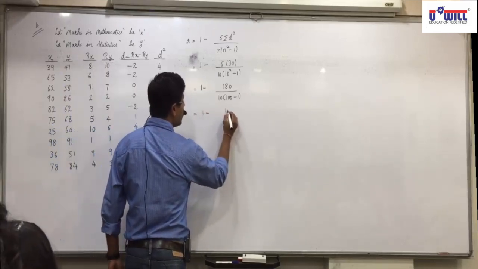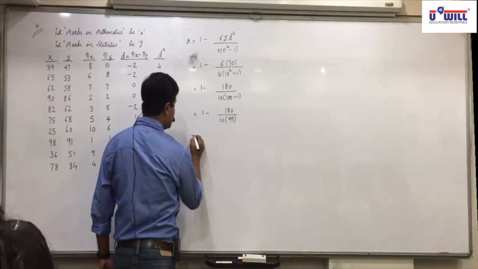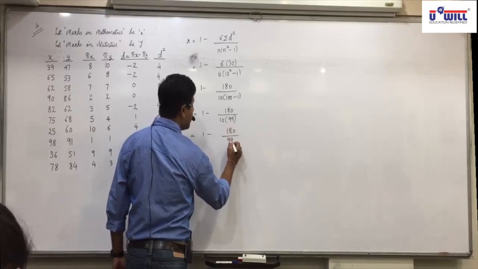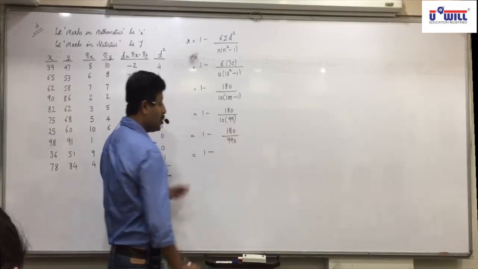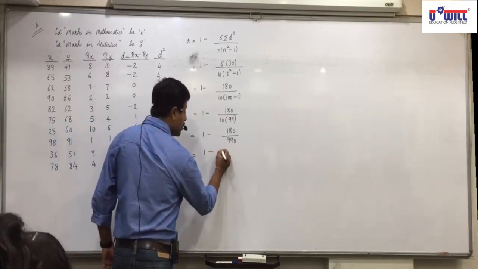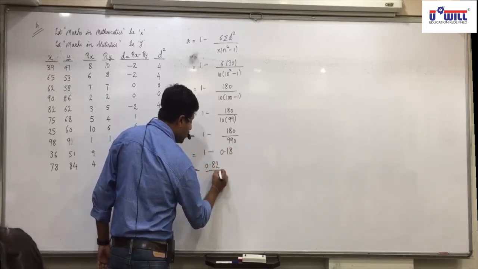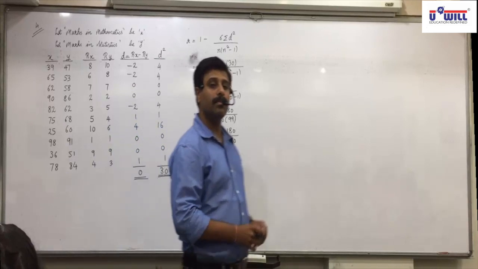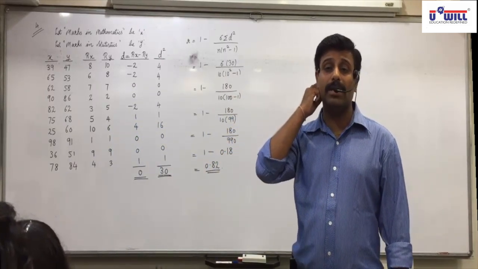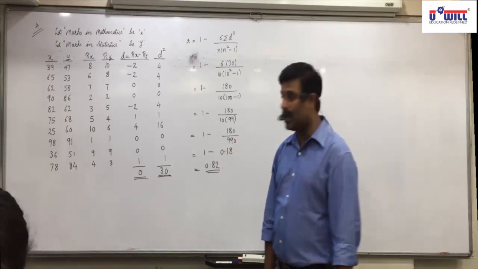So 1 minus 180 upon what is 100 minus 1? 99. So 1 minus 180 upon what is 10 into 99? 990. Now do this first. 180 divided by 990. 0.18. So 1 minus 0.18, 0.82. What will you conclude? 0.82. High degree of positive. It's quite obvious. If you're good in maths, then you're good in stats. High degree of positive correlation.